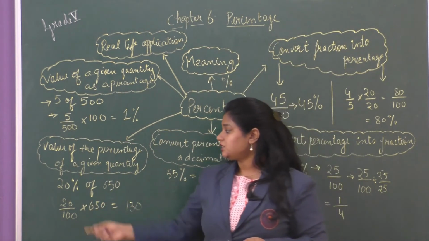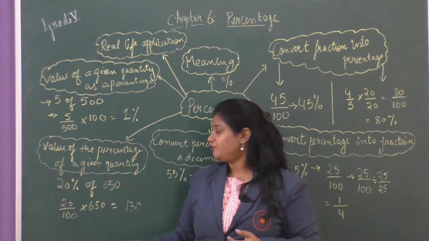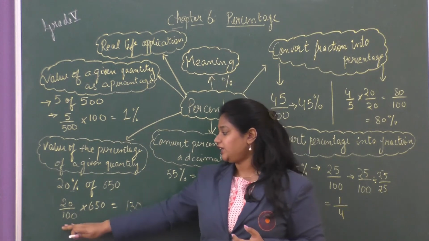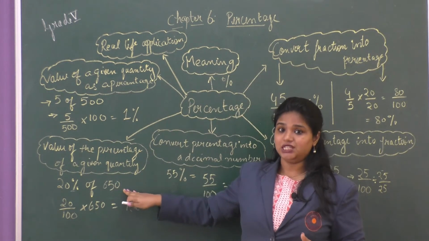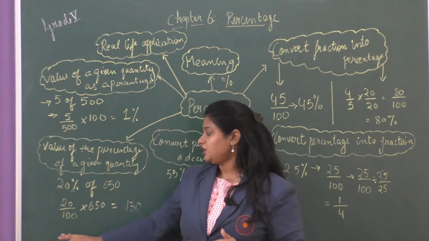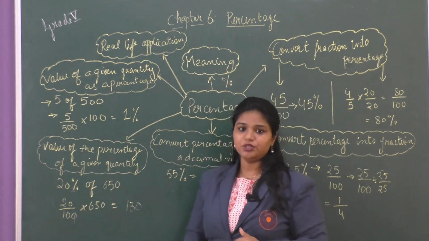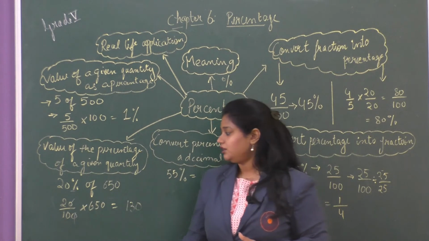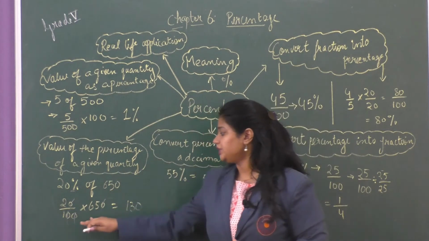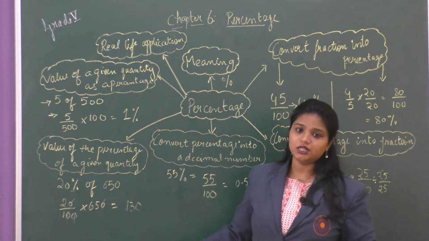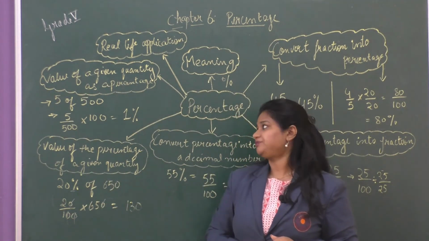Now we will convert this percentage into a fraction. So 20 will be written as it is. We will omit the percentage sign and we will write 100 in the denominator. We will multiply this with 650. So 20 upon 100 into 650. Now when you simplify it, we can cancel the 0 in the denominator with the 0 in the numerator. Now when you multiply 2 into 65, you get the answer 130. So 20% of 650 is 130.